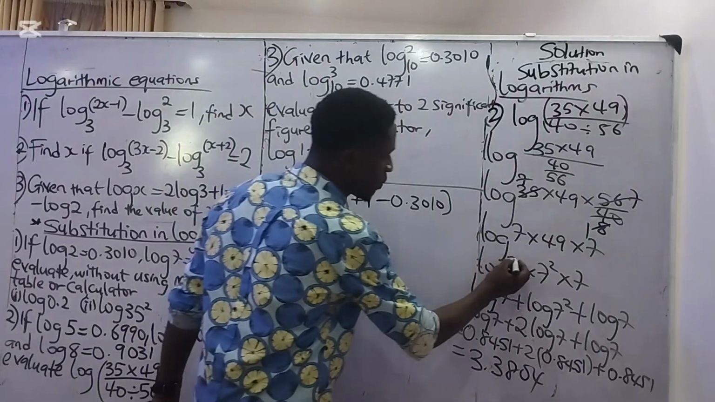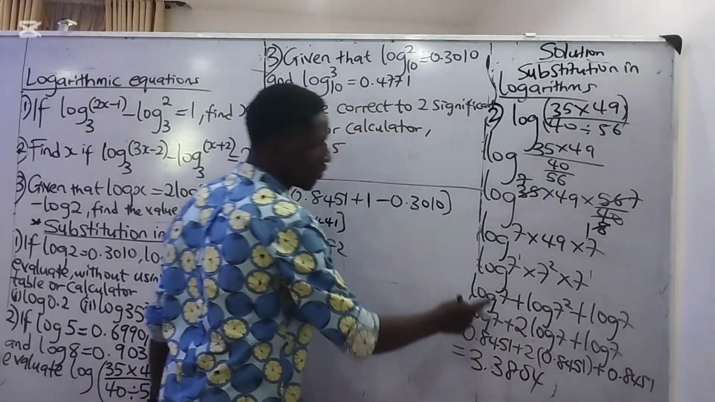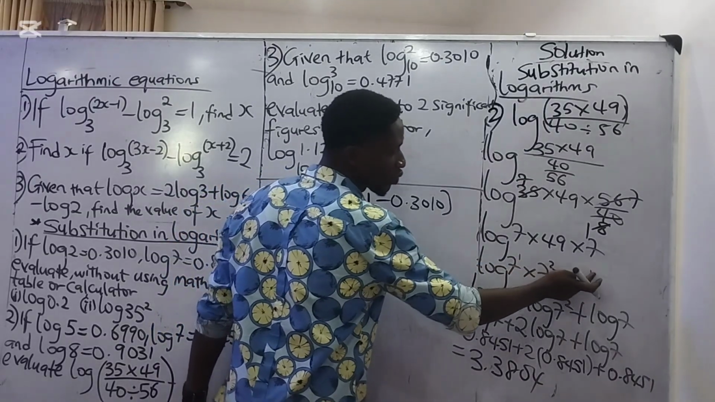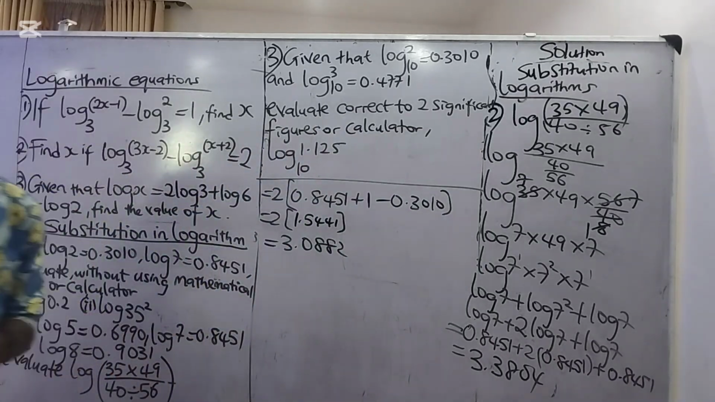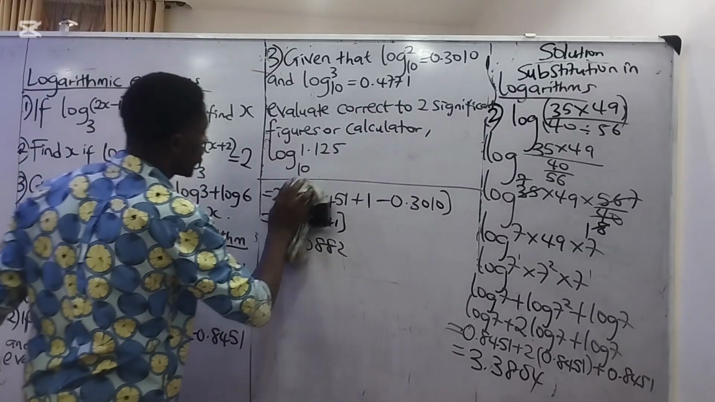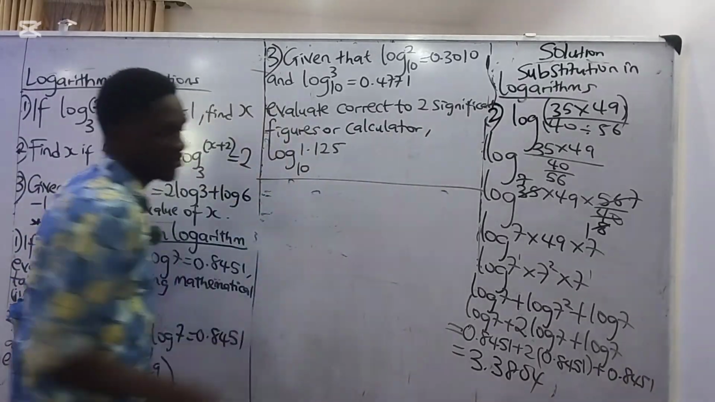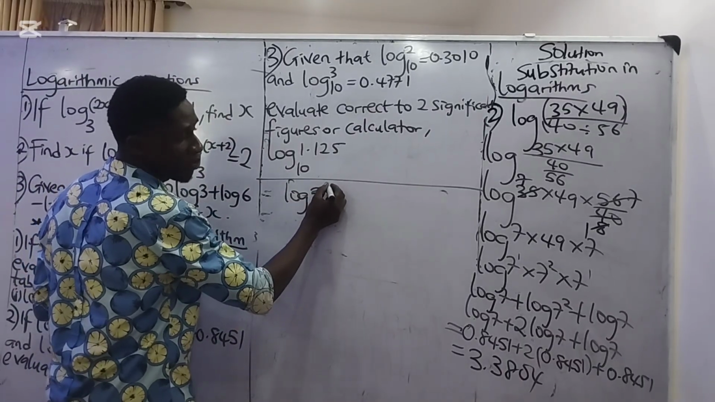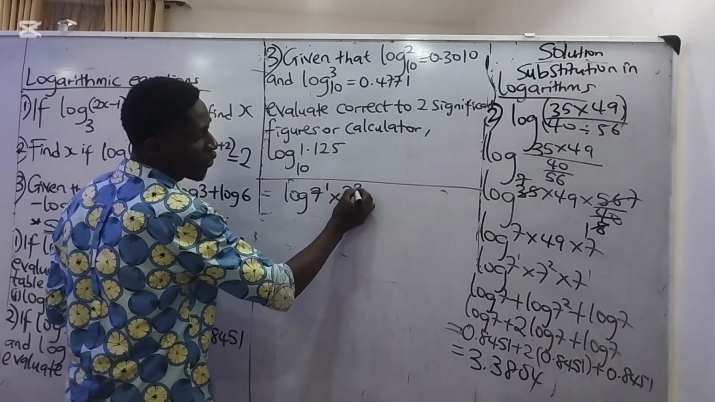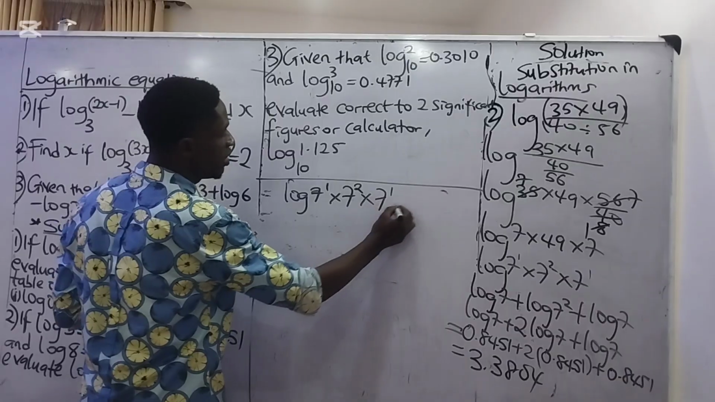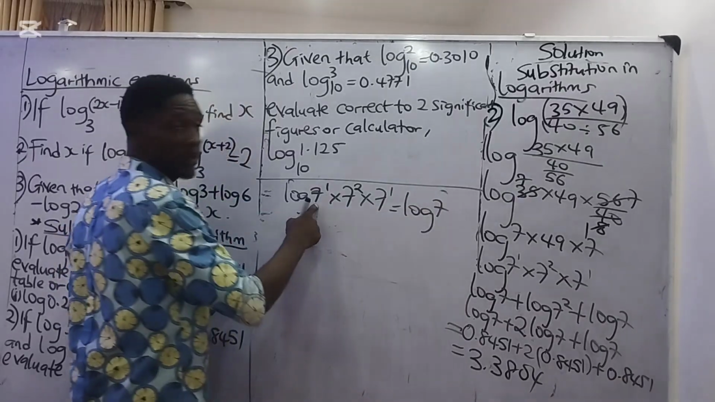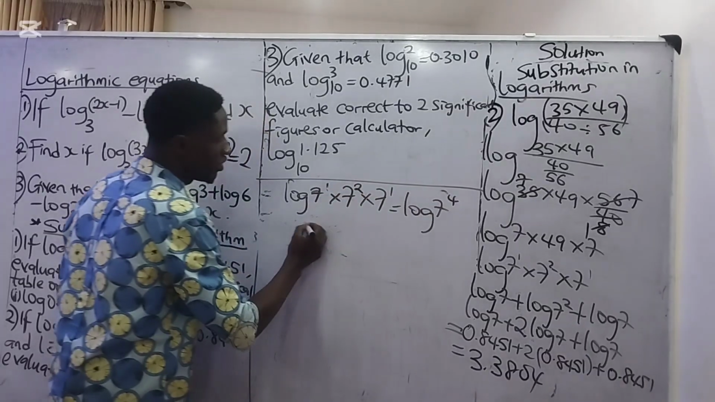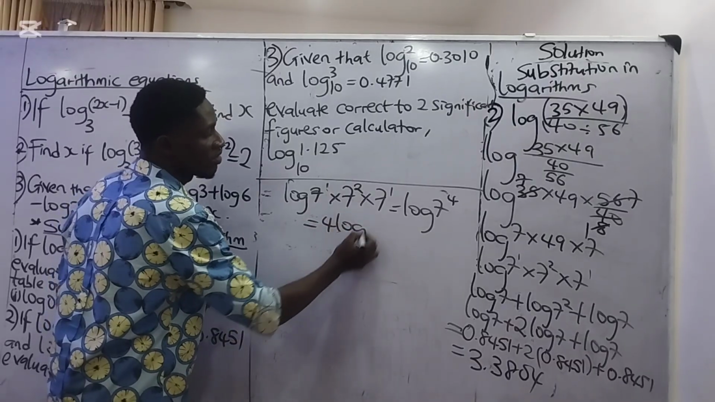There's another way you can solve this. Look at this. The power here is 1. Using the law of logarithm, our indices, we have 1 plus 2 plus 1 is 4. If I don't want to go through this rigorous process, I can come here and write that log 7 raised to the power of 1 times 7 raised to the power of 2 times 7 raised to the power of 1 is log, you pick one of the base and add the power. 1 plus 2 plus 1 is 4, which is equal to 4 log 7.